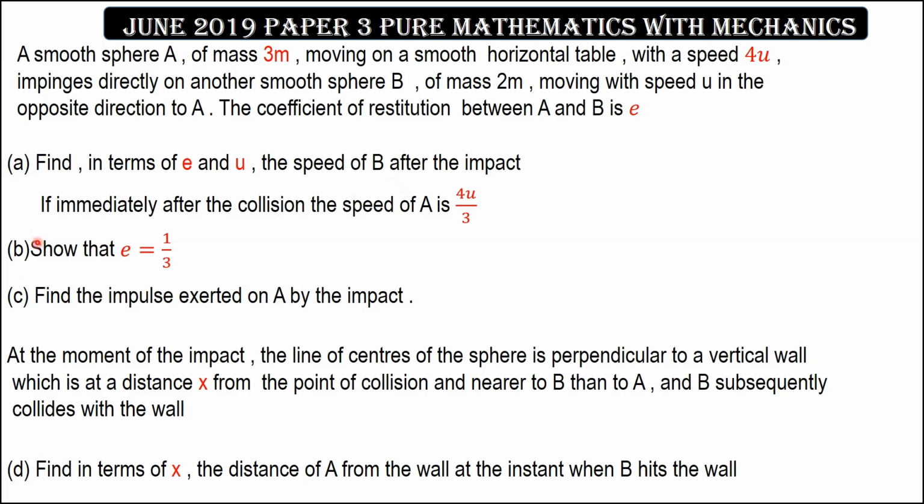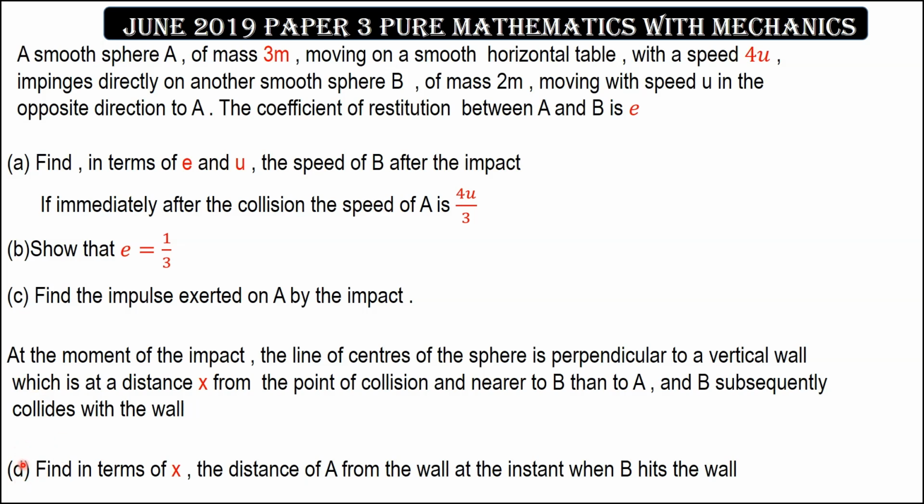The next question is introduced with a paragraph: if immediately after the collision the speed of A is 4u divided by 3, then in part B we are asked to show that E, the coefficient of restitution, is equal to 1/3. In part C we are asked to find the impulse exerted on A by the impact.